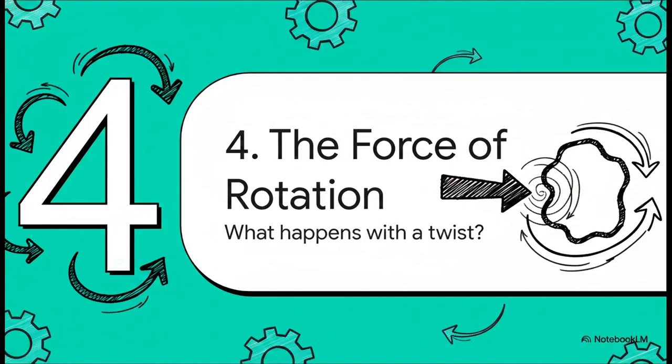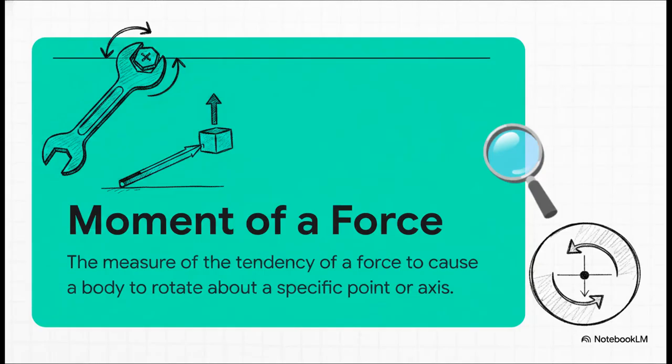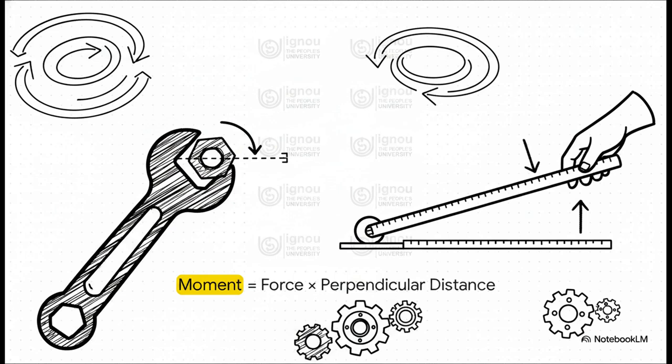So far, we've only been talking about forces that push or pull in a straight line. But what happens if a force is applied a little bit off-center and it tries to make an object spin? Well, this introduces a whole new and really critical concept. This turning effect is called a moment, or you might know it better as torque. It's what you're creating every single time you use a wrench to tighten a bolt or a pry bar to lift something heavy.